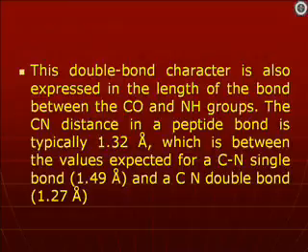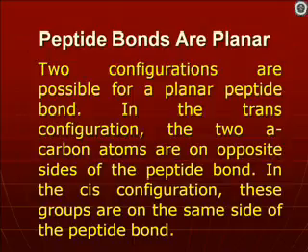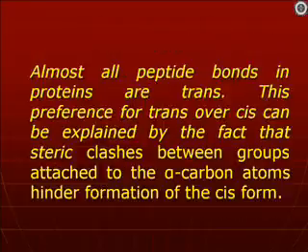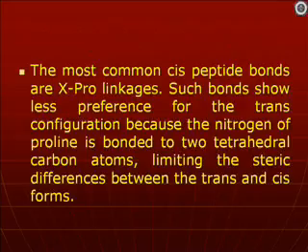Two configurations are possible for a planar peptide bond. In the trans configuration, the two alpha carbon atoms are on the opposite sides of the peptide bond. In the cis configuration, these groups are on the same side of the peptide bond. Almost all the peptide bonds in a protein are trans. This preference for trans over cis can be explained by the fact that steric clashes between groups attached to the alpha carbon atoms hinder formation of the cis form. The most common cis peptide bonds are X-Pro linkages. Such bonds show less preference for the trans configuration because the nitrogen of the proline is bonded to two tetrahedral carbon atoms, limiting the steric differences between the cis and trans forms.